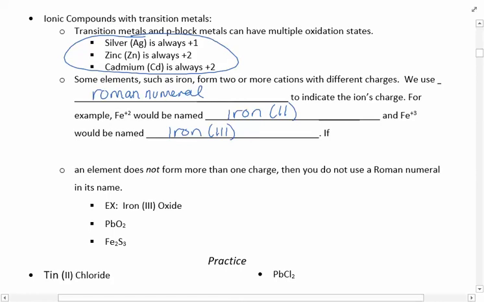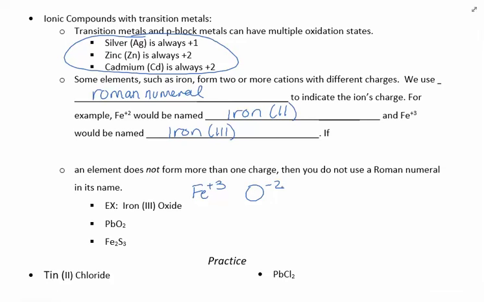So the first one, we have iron(III) oxide. So we have Fe+3 and oxygen, which has a -2 charge. I can figure out the oxygen because of its location on the periodic table, or I can also remember it from the anions that we memorized. So we have a +3 and a -2.